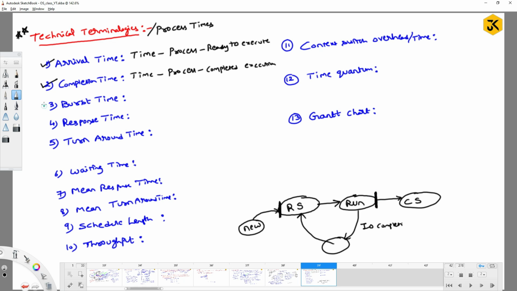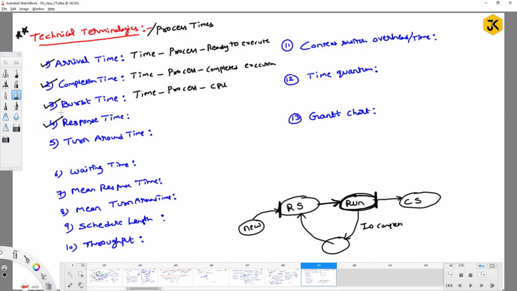Next terminology, burst time. The time for which a process needs to execute in the CPU. So if it enters into the CPU, the amount of time it has to execute in the CPU, we can define with respect to burst time.